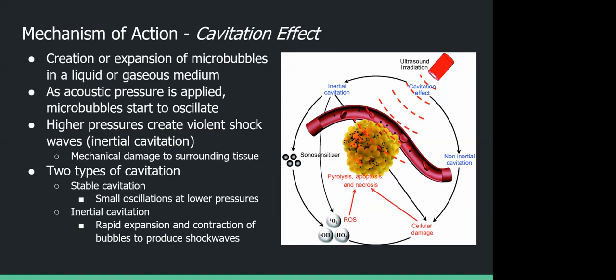We also have stable cavitation, which is smaller oscillations at lower pressures. Stable cavitation also has a damaging effect, so to speak, because small oscillations result in microstreaming, which means there's a movement of fluid around those bubbles, which also creates pressure in the surrounding area.